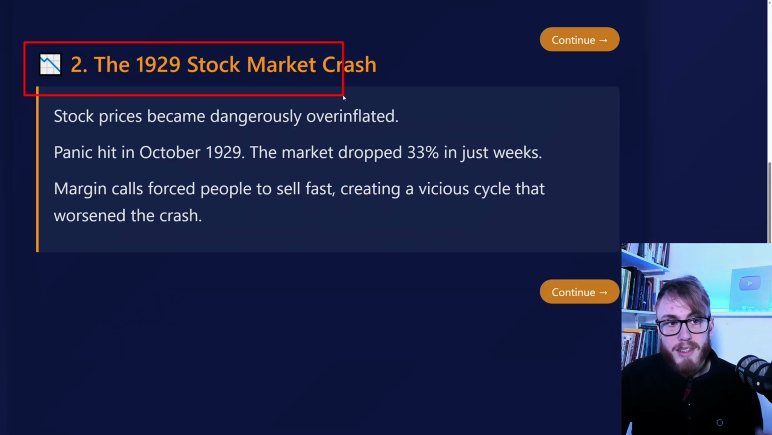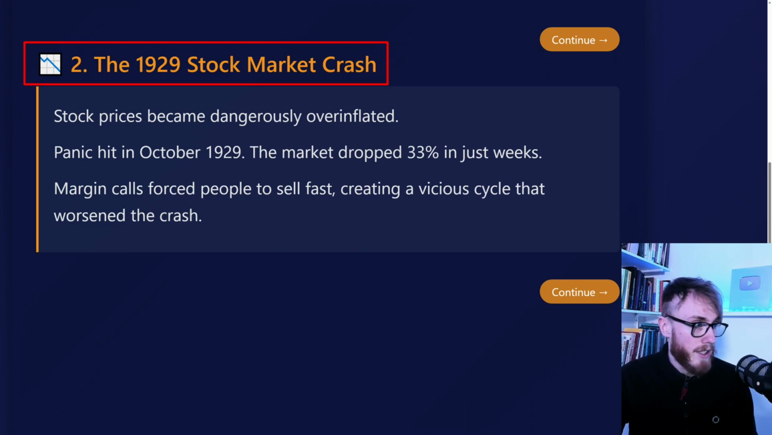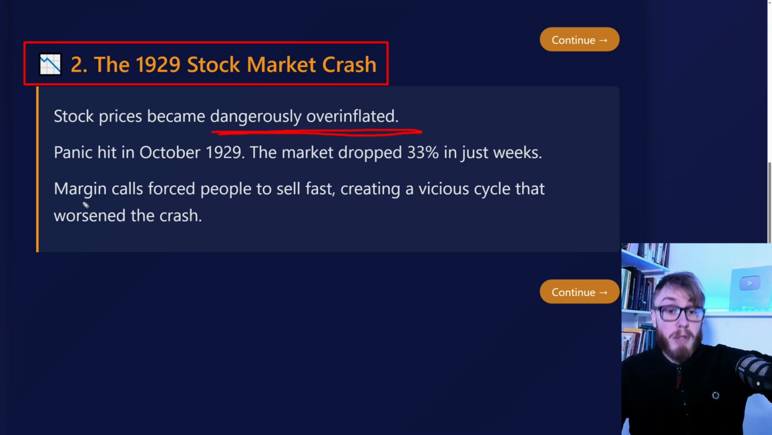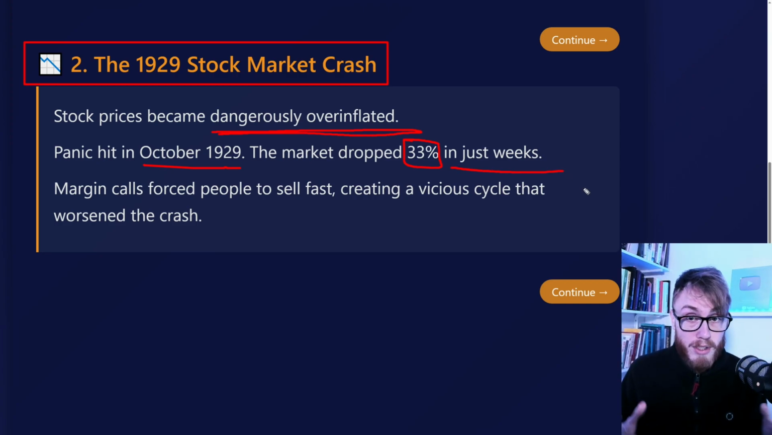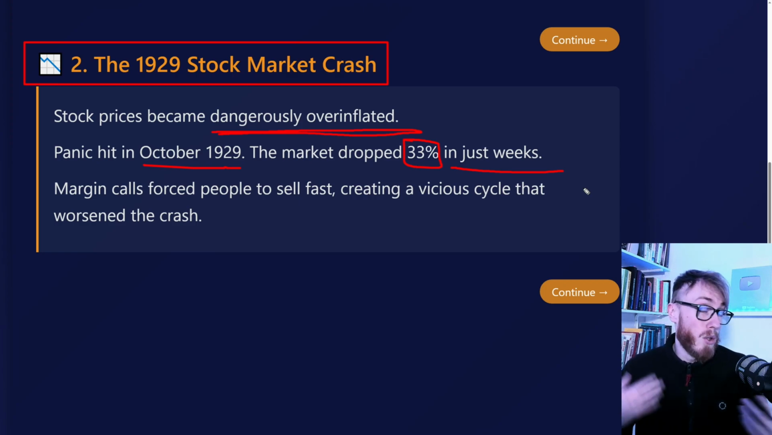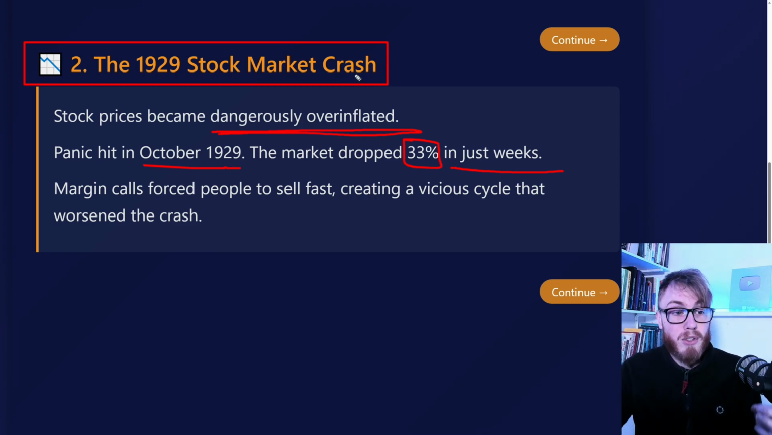But now, what about the 1929 stock market crash? Well, stock prices became dangerously overinflated. Much of this was because of the easy money and all the borrowing and speculation. In October 1929, the market dropped 33% in just weeks. So it is important to notice that the stock market crash we are in right now, we are far from 33% from the top, but we are starting to see some pretty brutal numbers.